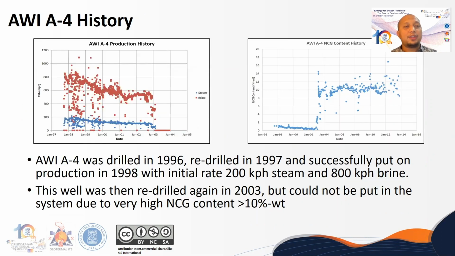Let's talk about AWI-4, one of the key factors in managing NCG level in the field and also in the power plant Unit 4. AWI-4 was drilled in 1996, then redrilled in 1997 and successfully put on production in 1998 with initial steam rate 200 kph and brine 800 kph. This well was then re-drilled again in 2003, but it could not be put in the system due to very high acidity content above 10% of weight, as you can see in the right picture.